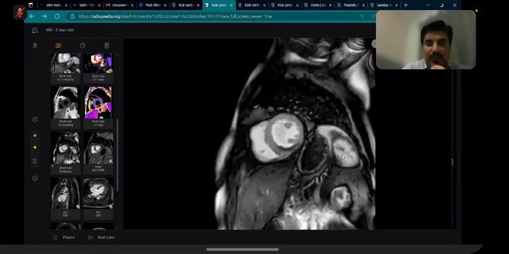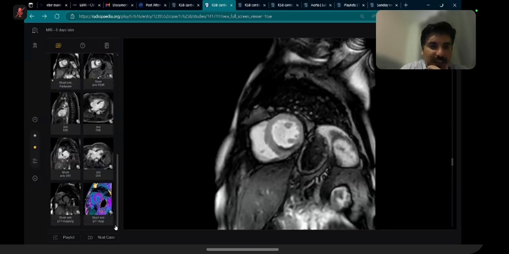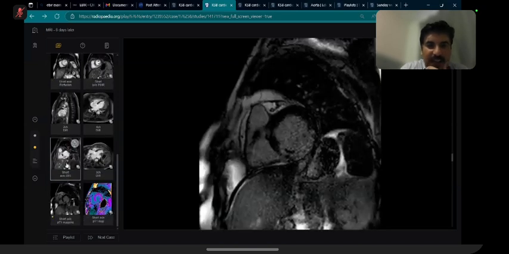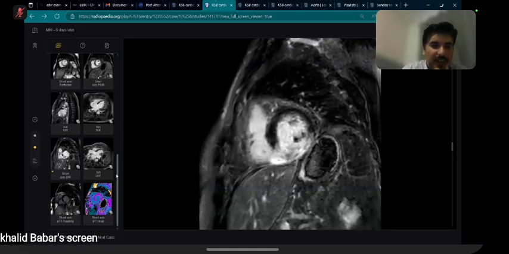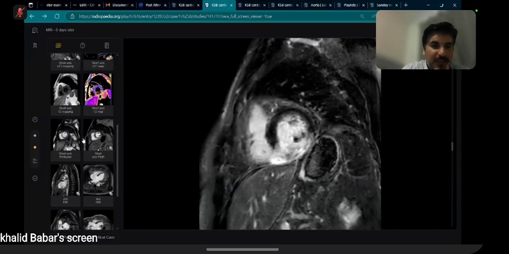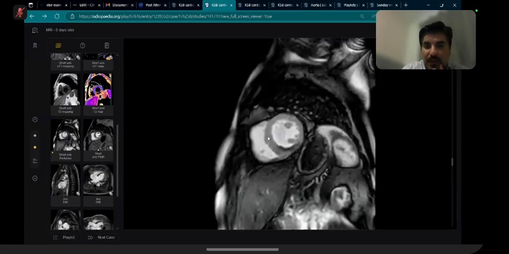So for the rest of the candidates, for microvascular obstruction, these are the early myocardial sequences. The difference between early and late gadolinium sequence is that in the late sequence, the myocardium is nulled. It is completely black. While in the early gadolinium sequence, you can see the myocardium is not nulled. It is just taken after we give the contrast.